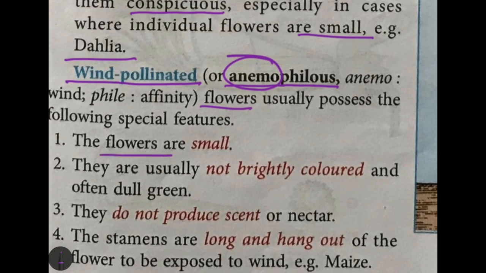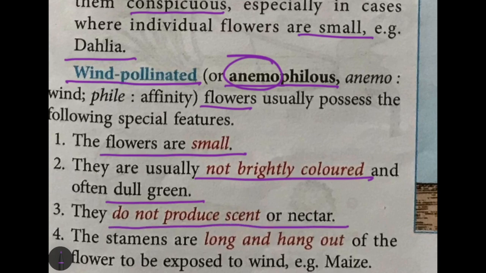So the flowers are small, they are not brightly colored, and they are often dull green, because it is the wind which is going to carry the pollen grain. So the flower does not have to attract the wind, it will come on its own. And so they do not have to produce scent or nectar. The most important thing is the stamens, that is the anther, must be long and hang out of the flower so that it is exposed to the wind.